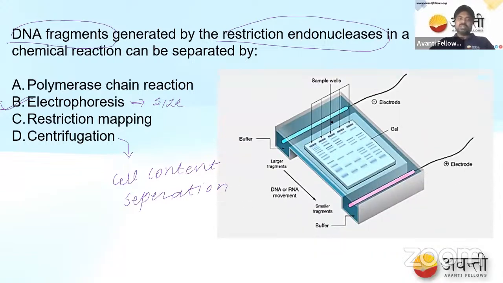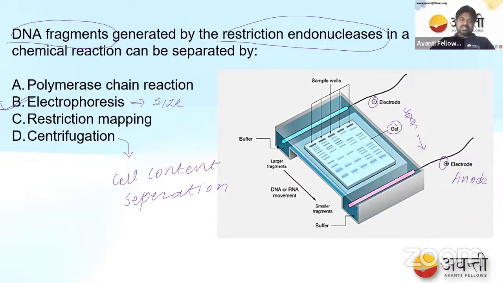So here you can see the assembly of the electrophoresis technique. This is the gel portion, the agarose gel. These are the electrodes, here the negative charge, here the positive charge. The positive electrode is known as the anode, because negatively charged DNA is attracted to this electrode. That's why it is the anode.